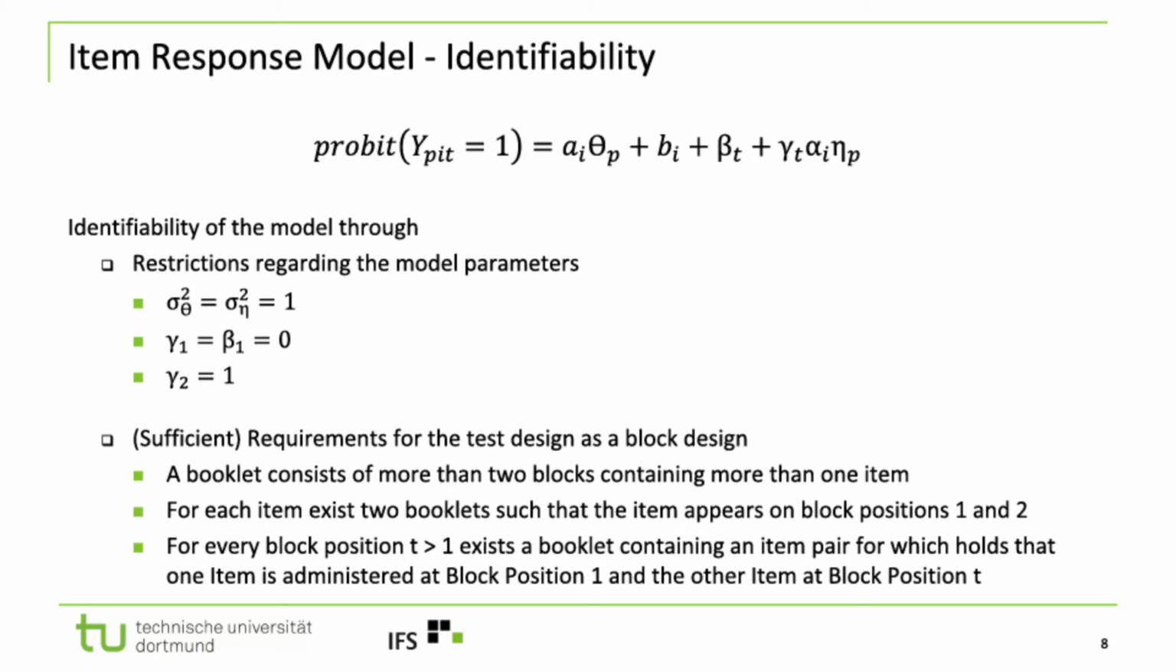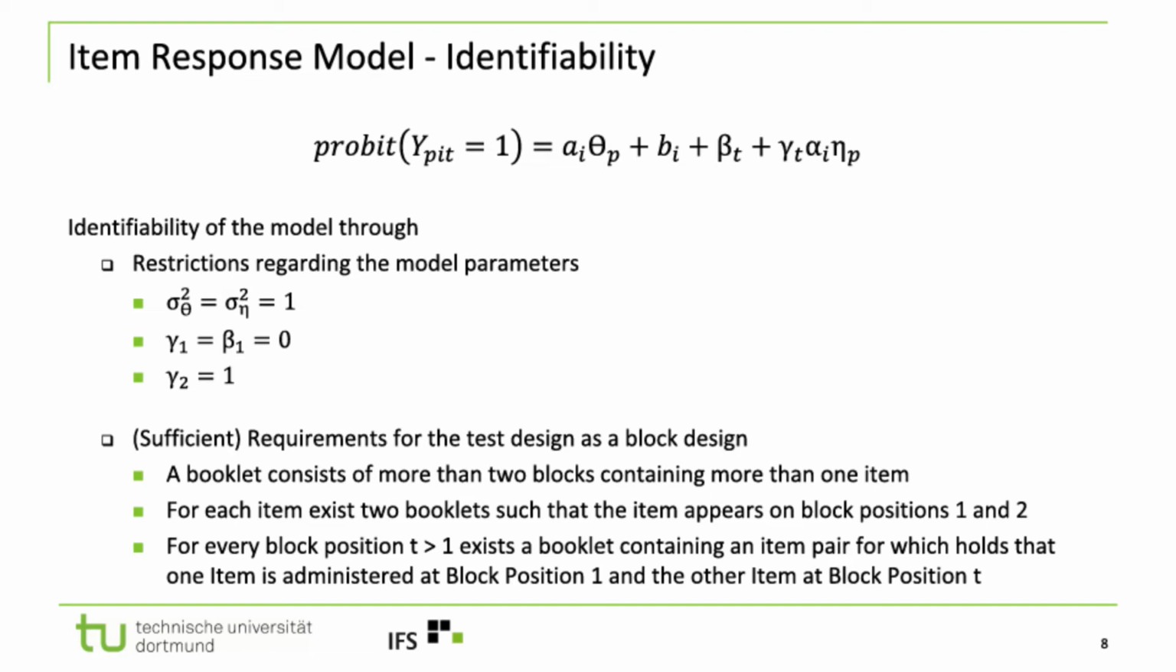Second, for each item we need at least 2 blocks in a way that this item appears on block position 1 and block position 2. With this, we can more or less identify the loading structure. And third, for each block position t greater than 1, there must be a booklet containing a pair of items such that one item is administered on block position 1 and the other item is administered on block position t. This is basically so the shift parameter beta can be identified.